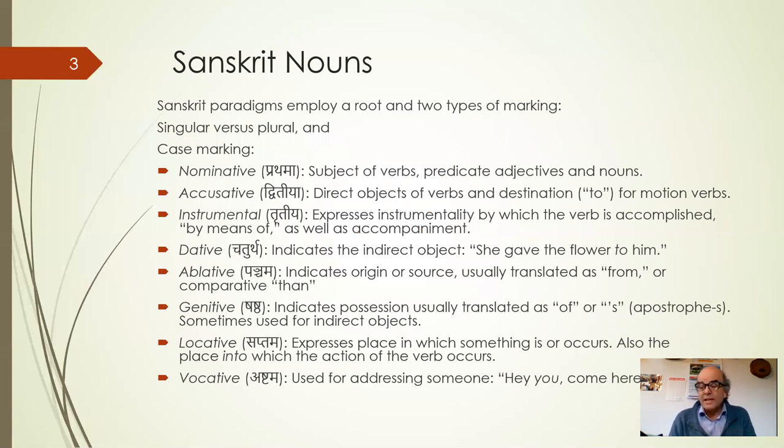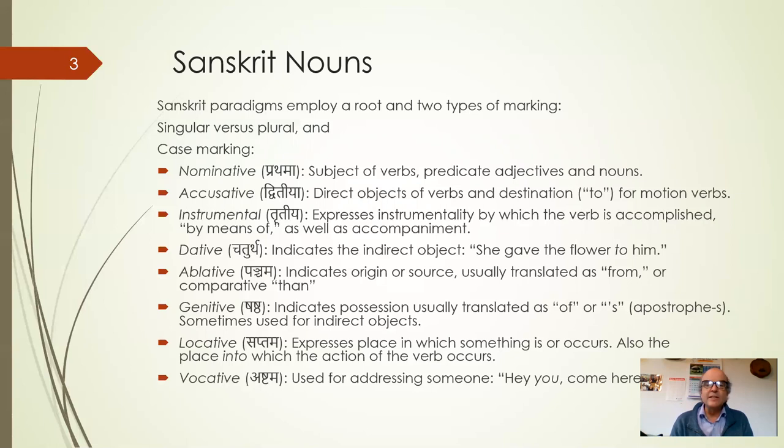So Sanskrit is a language that uses paradigms both for its verbs and its nouns. And I'm only going to talk about the nouns right now. And Sanskrit paradigms employ a root. We'll see what the root form is at the moment, and two types of marking. I said they're singular versus plural, but Sanskrit actually also marks the dual, which is two of an object or two of an entity. So a single entity, two of an entity, and more than two of an entity. So that's actually an error. It should say singular, dual, and plural.